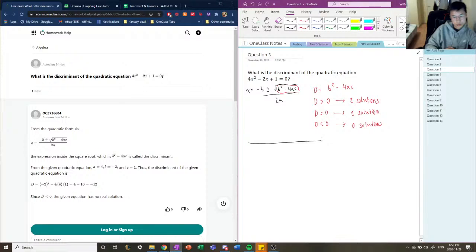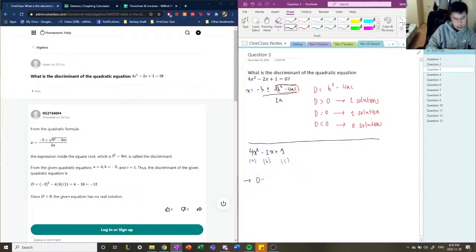Okay, so we have our quadratic equation 4x squared minus 2x plus 1, right? And what are our coefficients here? Our 4 is the a, our negative 2 is the b, and our 1 is the c. Okay, so applying our discriminant formula here, we have this.